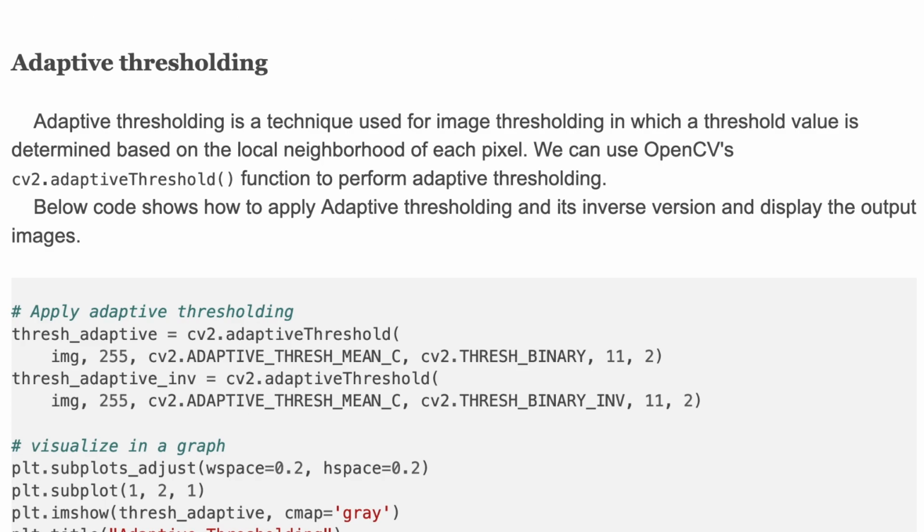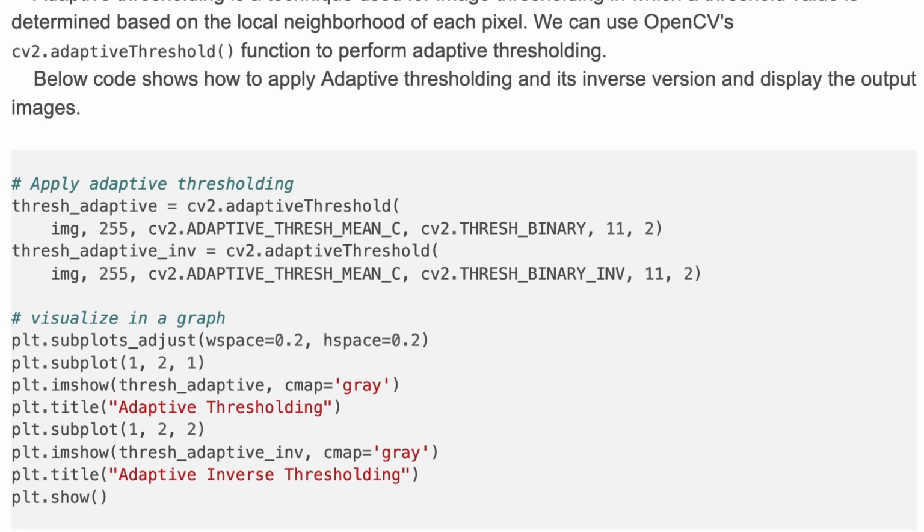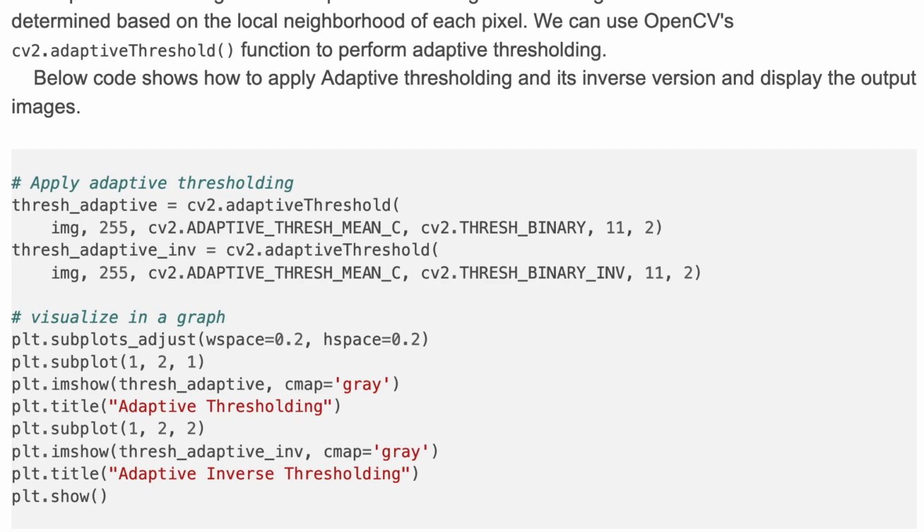Adaptive thresholding is a technique used for image thresholding in which a threshold value is determined based on a local neighborhood of each pixel. We can use the OpenCV adaptiveThreshold function to perform adaptive thresholding. The code below shows how to apply adaptive thresholding and its inverse version and display the output images. In this code, we apply the adaptive thresholding.